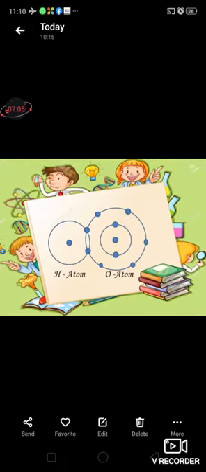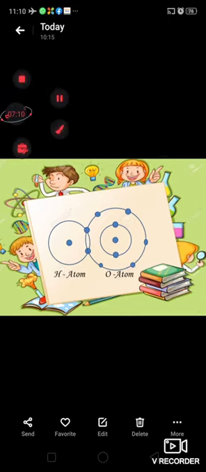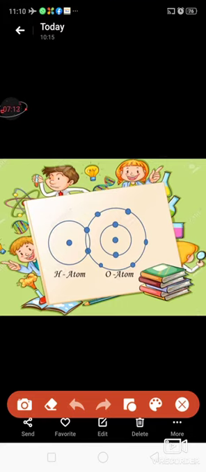Now see, when 1 atom of hydrogen combines with oxygen, what happens? Now the outermost electrons of oxygen are 1, 2, 3, 4, 5, 6, 7. We say that an atom is stable when it contains 8 electrons in its outermost shell, but here it is 7. So the octet is not complete and it does not become stable. In order to become stable it needs 1 more electron.